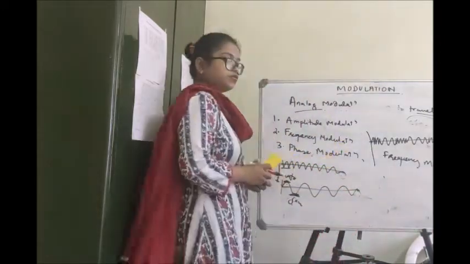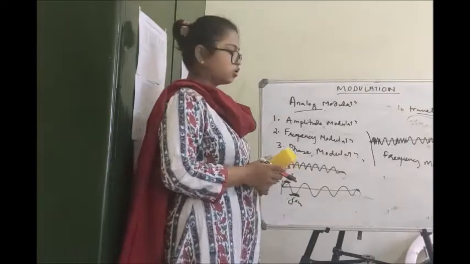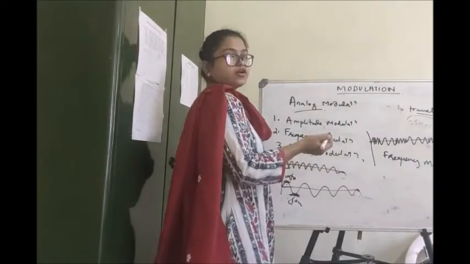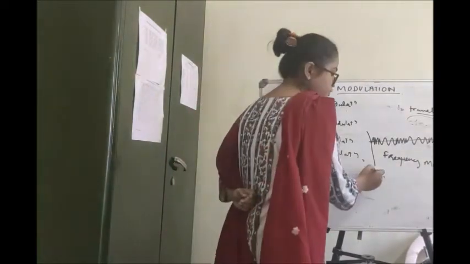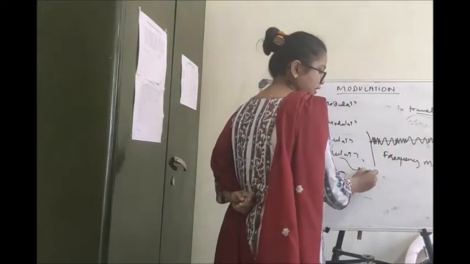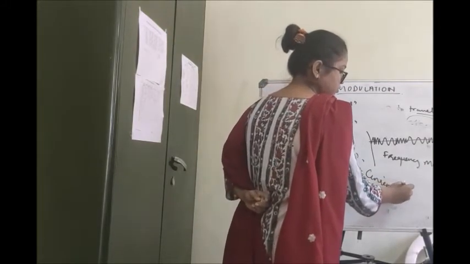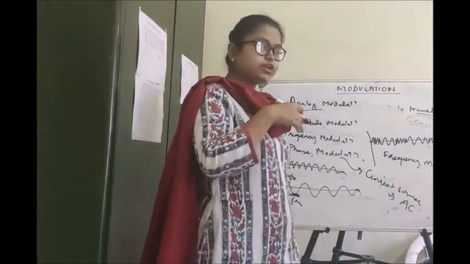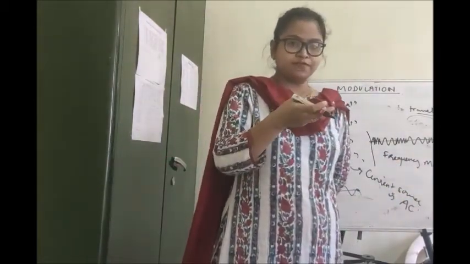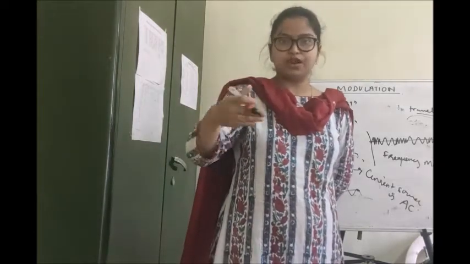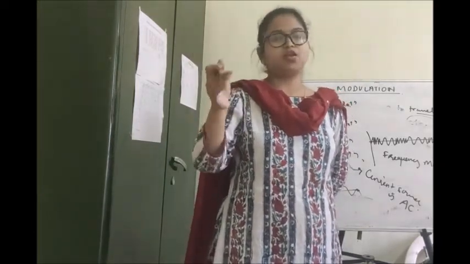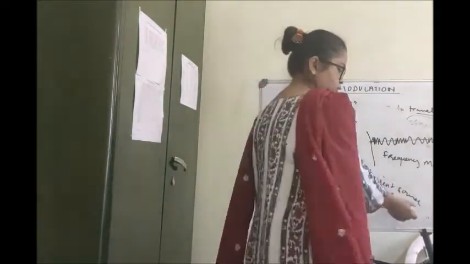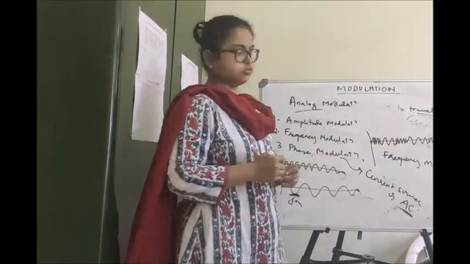Now coming to phase modulation. Phase modulation is also similar to this, but it is according to the current value. Phase modulation is applied when the current source is AC, alternating current. We need to give power. The device needs a supply of power in order to transmit signals, whatever the signal may be, analog or digital. When the nature of the power source is AC, alternating current, then we use phase modulation.